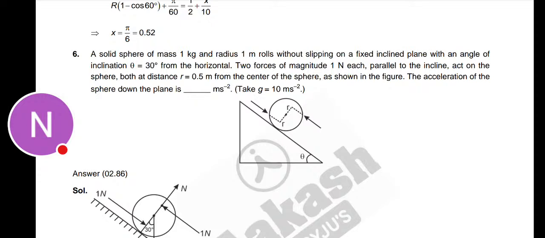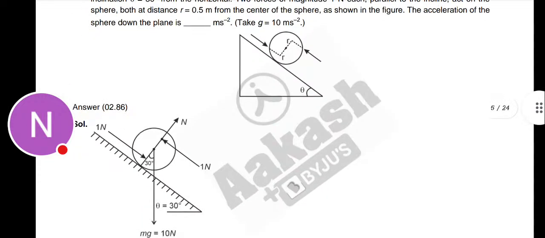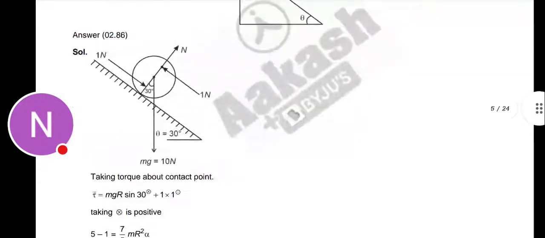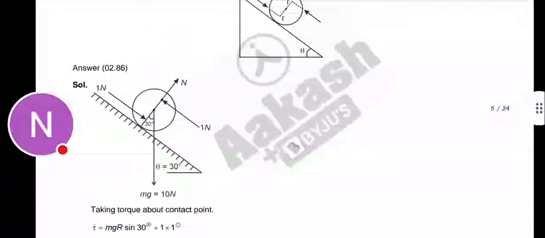Two forces of magnitude 1 Newton each, parallel to the incline, act on the sphere, both at radius r equal to 0.5 meter from the center of the sphere, as shown in the figure they have given. We have to find the acceleration of the sphere down the plane. They have given g equal to 10 meter per second square. So this is the diagram they have given, the figure.